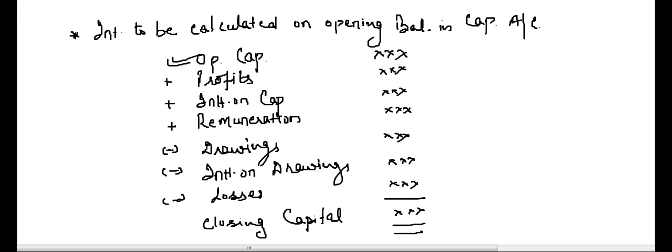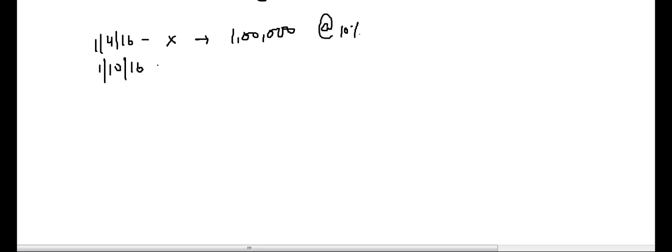What it says: on 1/4/16, X partner has a balance in the capital account of 1 lakh. Interest is at the rate of 10%. Now he is having a capital of 1 lakh on 1/4/16. We will pay interest on 1 lakh for the whole year. On 1/10/16, X brings additional capital of 50,000.